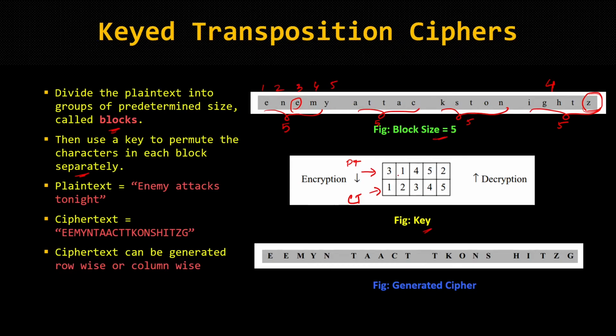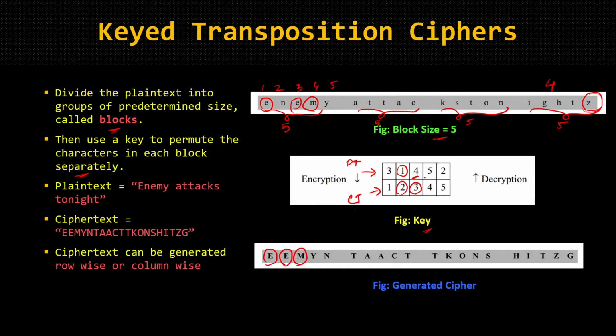So the plain text character at position 3 will be at position 1 in my cipher text. So E will be in the first position of my cipher text. Then in the second position of my cipher text, the character which is in the first position, E, will now be in the second position, here. Then the character at the fourth position of my plain text, which is M, will be at the third position of my cipher text, here.